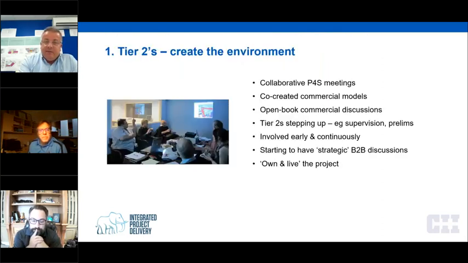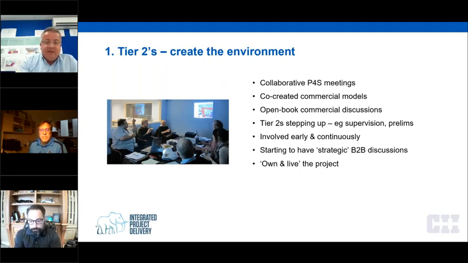A key prerequisite for us in the Lean environment is to have what we call the tier 2s, so the subcontractors and the trades, actually at the table. They're the guys who know how to build stuff. They're the hands-on guys. Getting them at the table, and having the right commercial model with them so they're incentivized to contribute and to drive cost down rather than up, is critical. Giving them involvement and a voice in owning and living the project is really key.